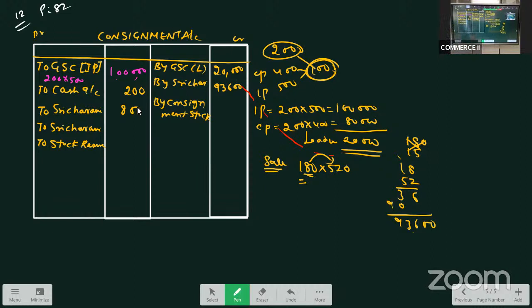Then commission is allowed at 5% on sales. So how do we take commission? Commission is 5% on 93,600. Commission is always calculated on sales. So how much would it be? 4,680 rupees.